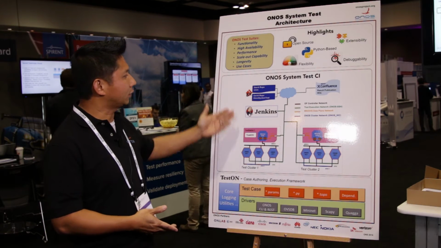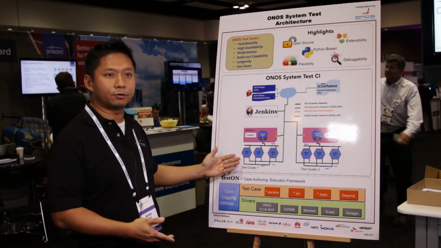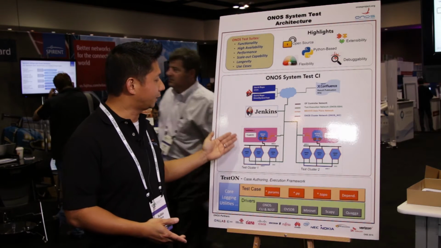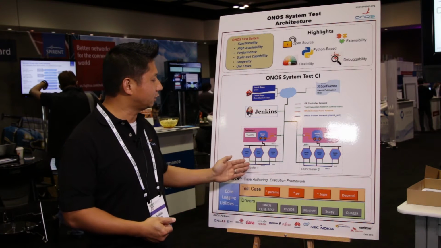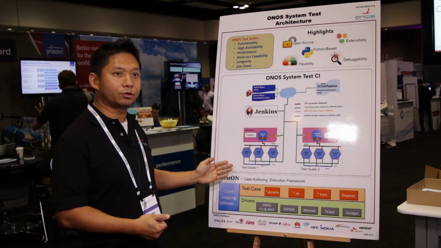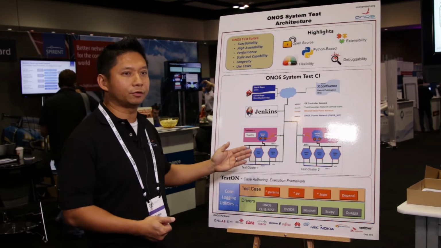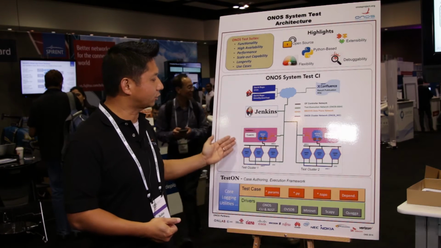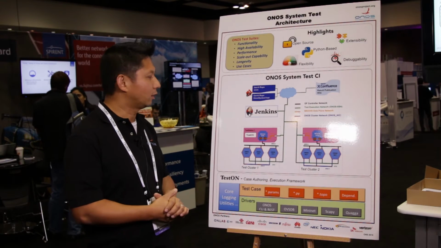If you look at the architecture itself, we have a test cluster that consists of a number of ONOS nodes, and then we have a test station that's executing the tests. By segregating different networks in this test cluster, we have a lot more flexibility writing test cases to execute different scenarios. This kind of cluster can be replicated multiple times to get load sharing.